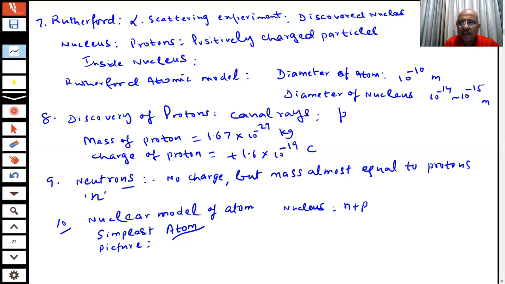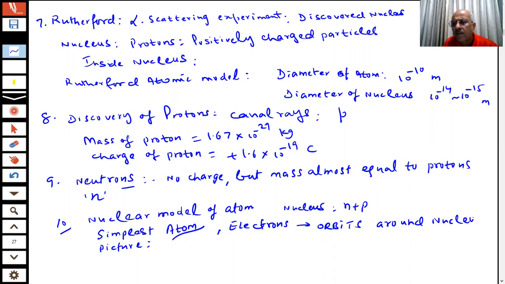So the simplest picture is that inside the atom you have a nucleus, and the size of the nucleus is about 10 minus 15 meter. The diameter of the atom is about 10 minus 10 meters. A very small nucleus. The nucleus contains neutrons and protons, and the electrons are in orbits around the nucleus. A simple picture we are seeing. So you have electrons, and they are in the orbits around the nucleus.